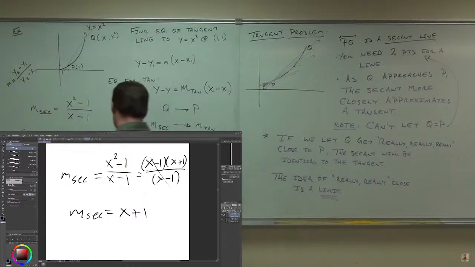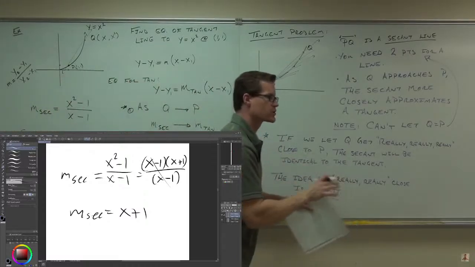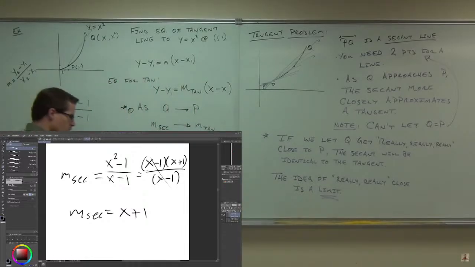So keep in mind, when we do this, we're not really altering the domain whatsoever because we already knew x wasn't equal to 1. So we have this little restraint already, x isn't going to equal 1. So then what we know is, okay, the slope of the secant now equals x plus 1.